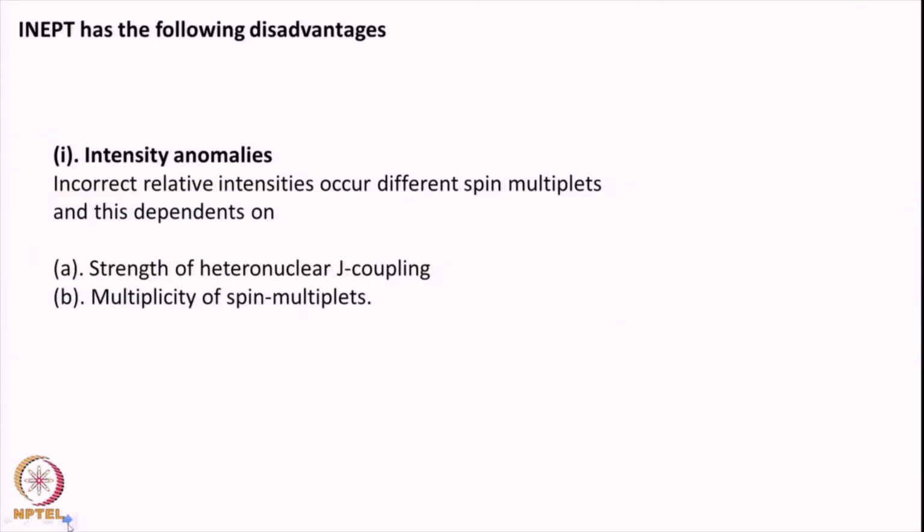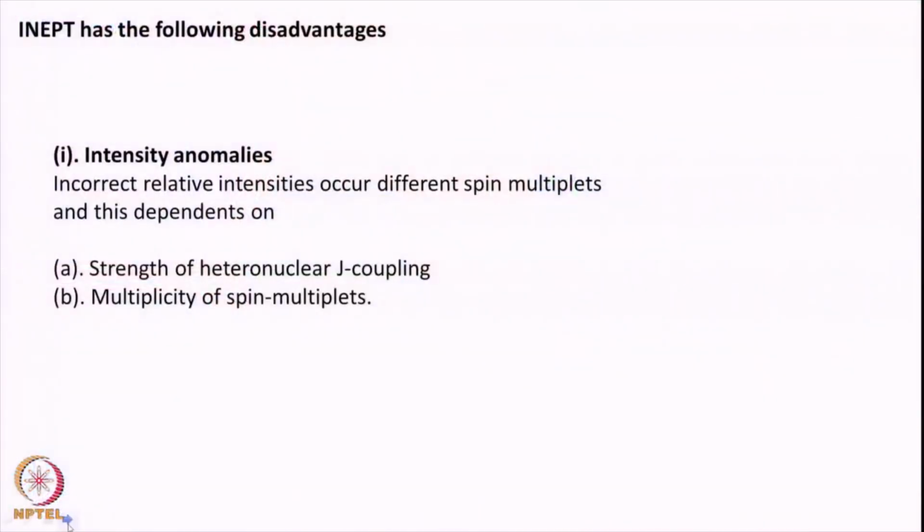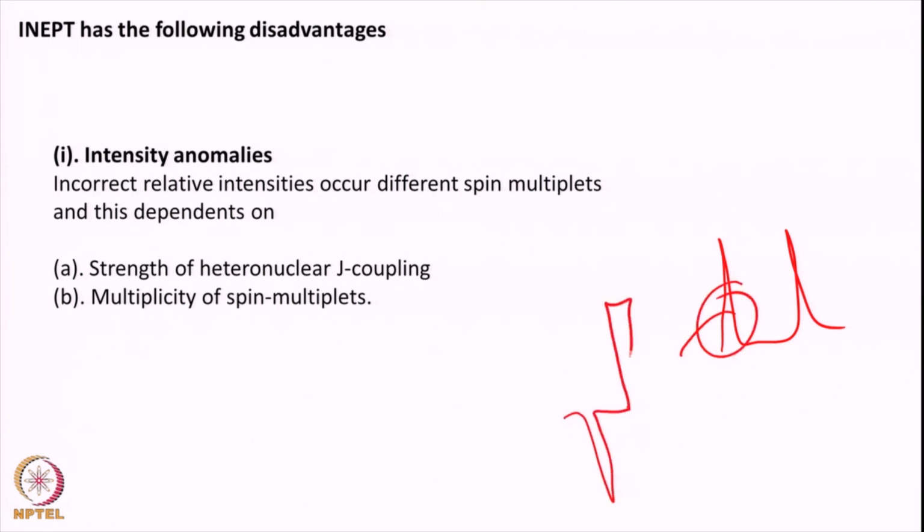But INEPT has some disadvantages. One disadvantage is that the two signals for the X spin come in opposite directions, and there can be intensity anomalies, so incorrect relative intensities can occur because of different spin multiplicity. For simplicity we considered only two transitions, one like this and another like this. But what happens if there is a spin multiplet? Then we have a problem, because we cannot get a clean enhancement.